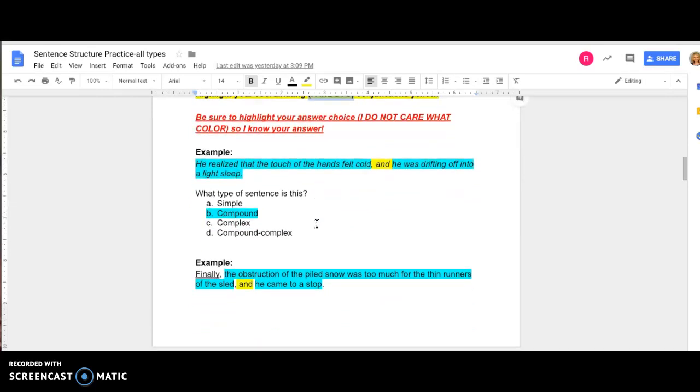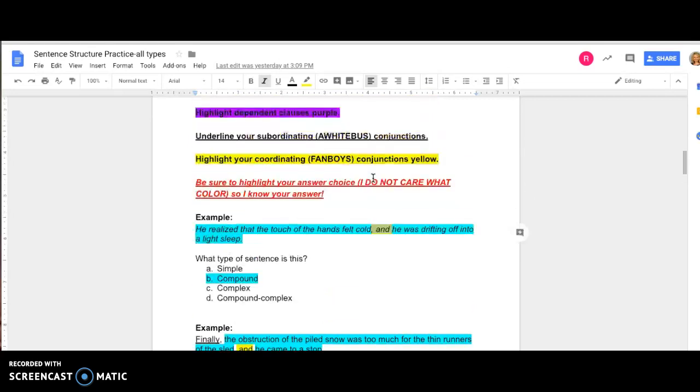So let's look at the first example. He realized that the touch of the hands felt cold and he was drifting off into a light sleep. So he realized that the touch of the hands felt cold. That first section is an independent clause because it is a complete sentence that can stand alone. Then I see something that's married, comma, and. Remember, they always go together.